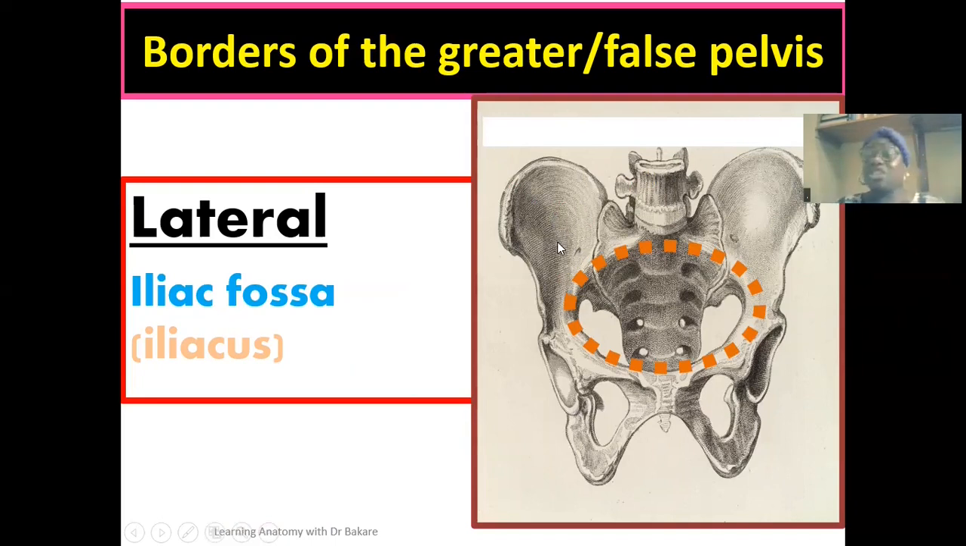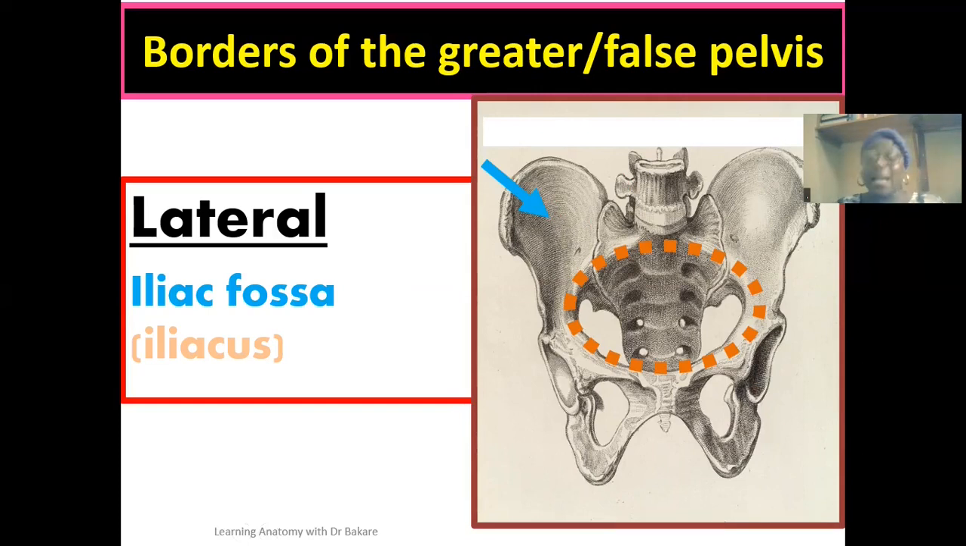So this upper region is where we have the ilium, and this butterfly-shaped expansion of the ilium is referred to as the ala of the ilium, or the wing of the ilium. This structure possesses an indentation or a fossa, and this fossa is what is referred to as the iliac fossa. So on the lateral side of the greater pelvis, you see this iliac fossa bounding it laterally.